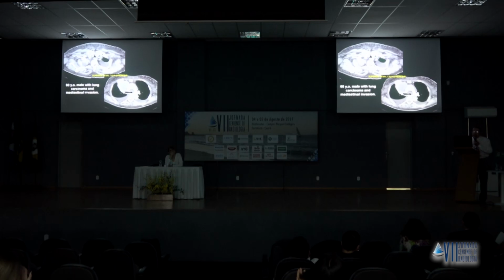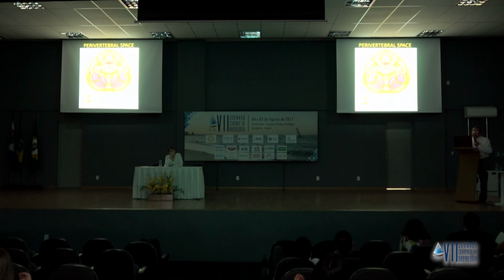Now we're going to look at the perivertebral space. And the perivertebral space, as I said before, is confined by the deep layer of the deep cervical fascia, also called the perivertebral fascia. It goes from one transverse process, crosses all the way over to the other side, and then goes over into the spinous process and back into the transverse process.